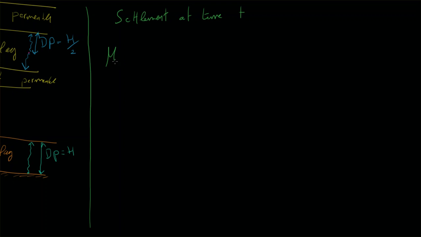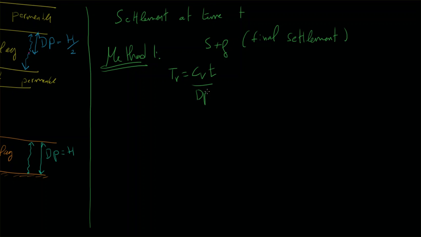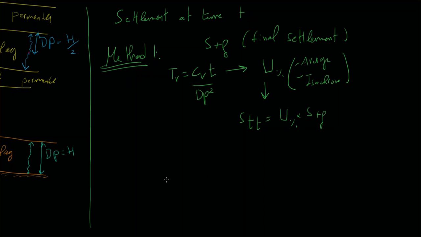We have two methods. So method 1, we have to find S_tf first, the final settlement. Then we must find T_v equal C_v t over d_p squared. Then we must find U percentage using the average graph or the isochron. Then simply we could say that settlement at time t equals U percentage times final settlement. Method 1.